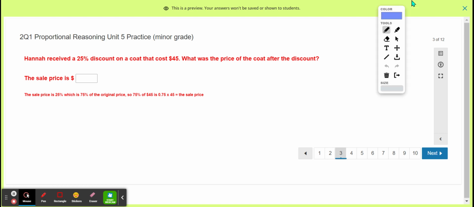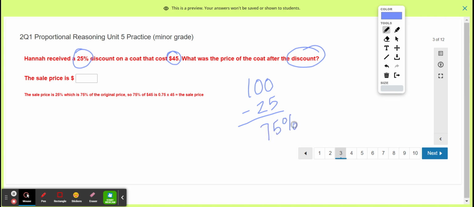Continue with number 3. Hannah received a 25% discount on the coat that cost $45. What's the price of the coat after the discount? After the discount means we are starting with 100%, and we're going to take that discount away to see how much we're actually paying, the percent out of the original. So that is 75% of what we are actually paying for the coat. So the sale price is 75% of the original.